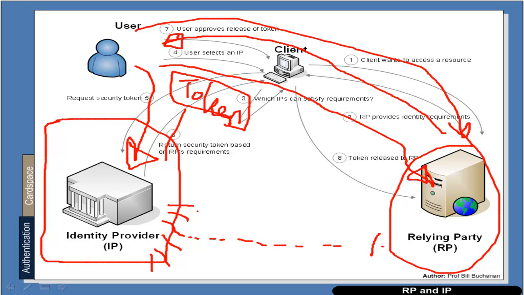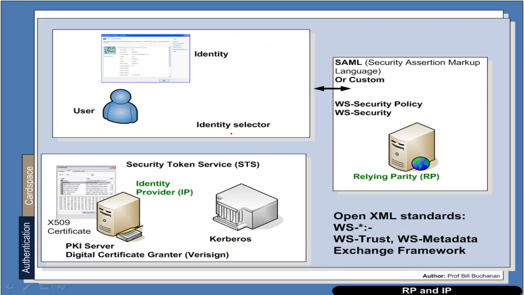The great advantage with this is there are no actual communications between the IP and the RP. And if the IP is trusted by the RP, then the communication can take place. So the infrastructure for CardSpace involves the identity selector. It's up to the user to identify how they identify themselves. Might be usernames and passwords or a card.